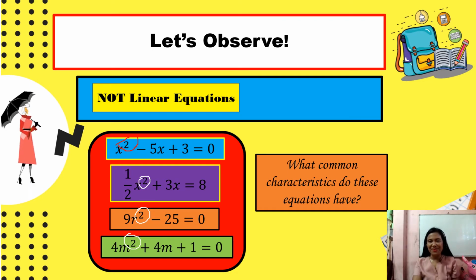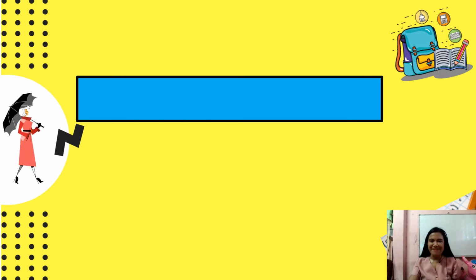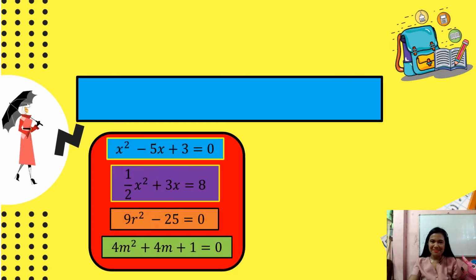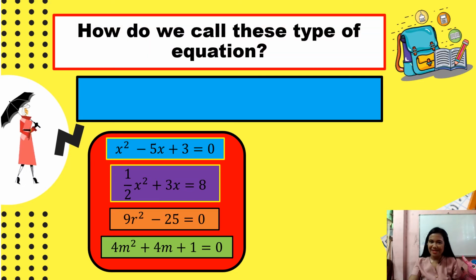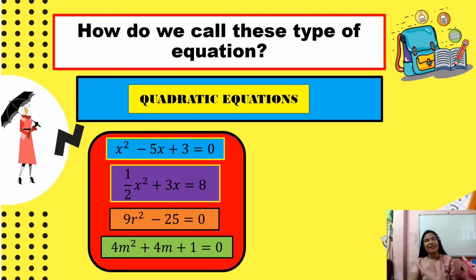Yes, very good. Their highest exponent is 2. It's no longer 1. The highest exponent is 2, and there is none more than 2. 2 is really the highest exponent. Therefore, if 2 is the highest exponent, what could we call this? Let's go back to them. Again, how do we call this type of equation? This is our lesson, class.